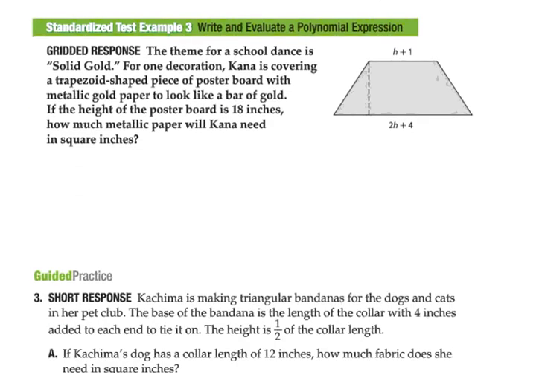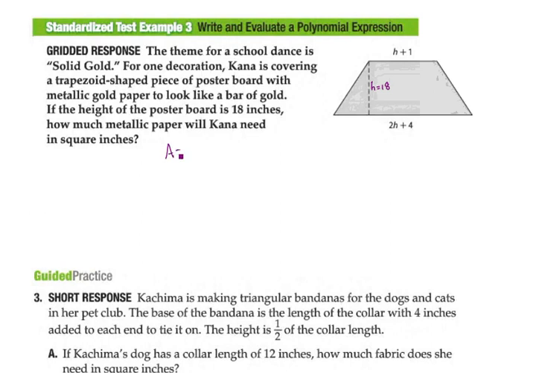It says the theme for a school dance is called solid gold. For one decoration, Kana is covering a trapezoid-shaped piece of poster board with metallic gold paper to look like a bar of gold. If the height of the poster board is 18 inches, how much metallic paper will Kana need in square inches? Okay, well, let's look at this. She says that the height right here equals 18 inches.